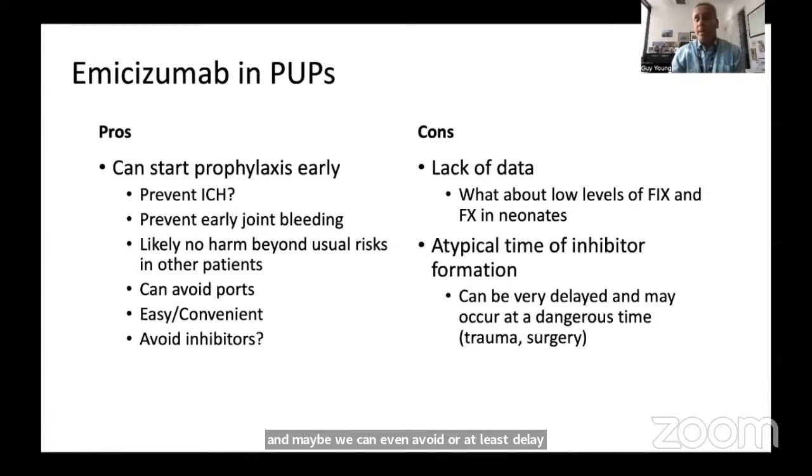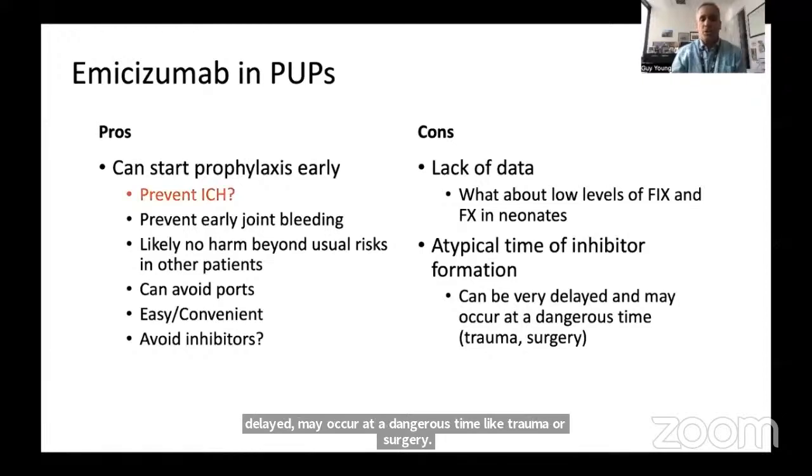Now, the cons are basically, the main con is the lack of data. And in the youngest neonates, factor 9 and 10 levels are lower. And so the efficacy of emicizumab can be questioned. And then this other issue of atypical time of inhibitor formation, which could be delayed, may occur at a dangerous time like trauma or surgery. Again, I'm going to come back to that. First, let's talk about intracranial hemorrhage.